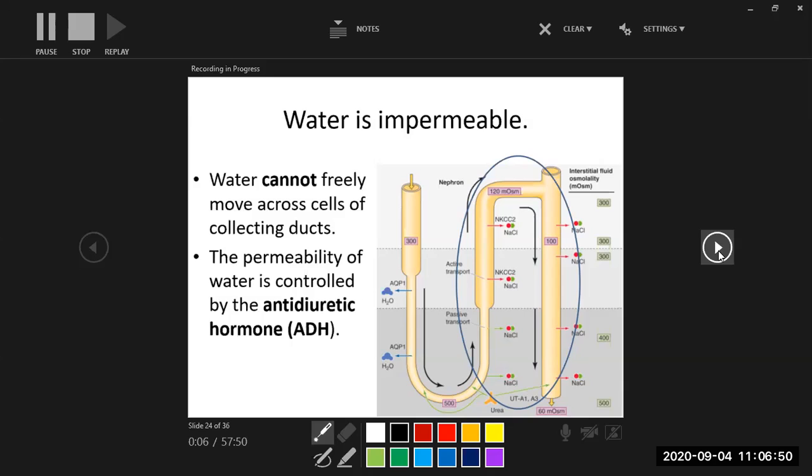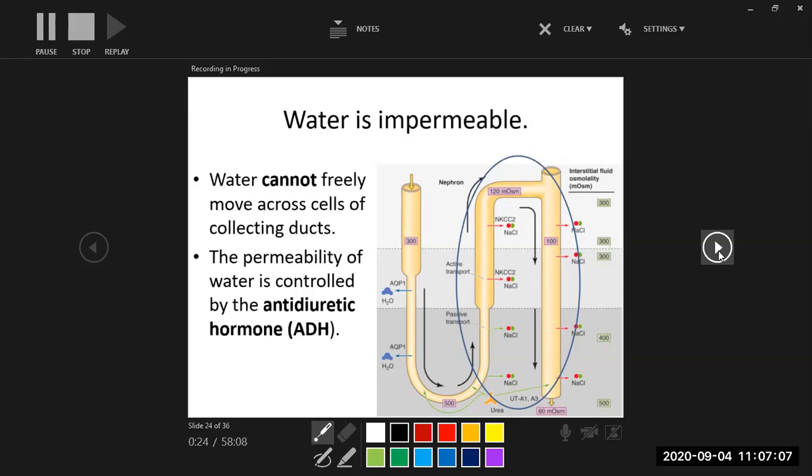In the very end, I'm going to talk about two related concepts. One is the water, and I think the very last one is about urea. So this one is water.